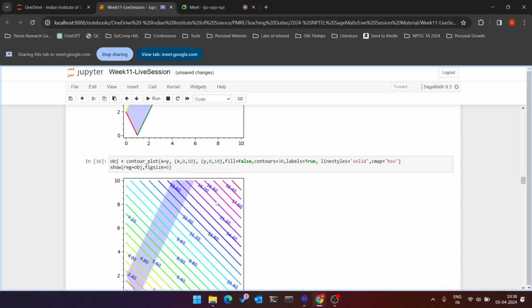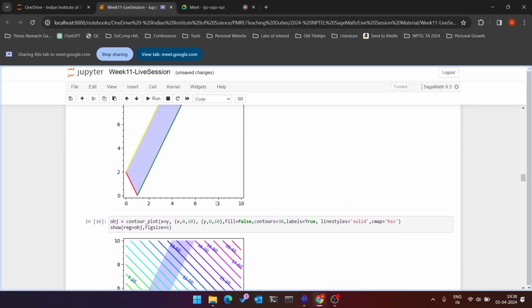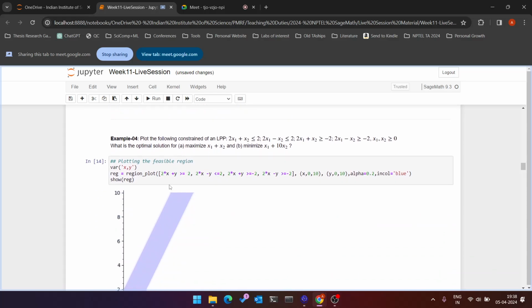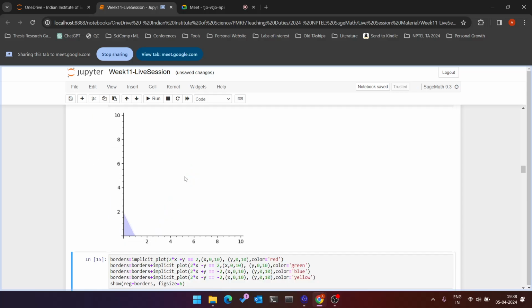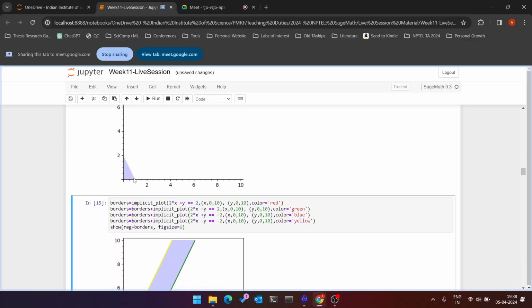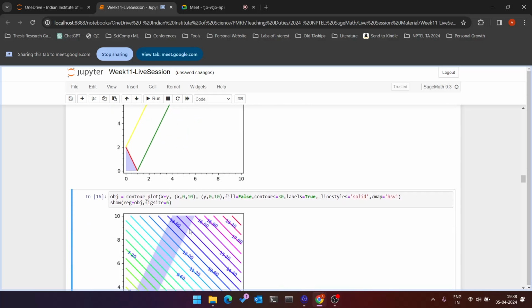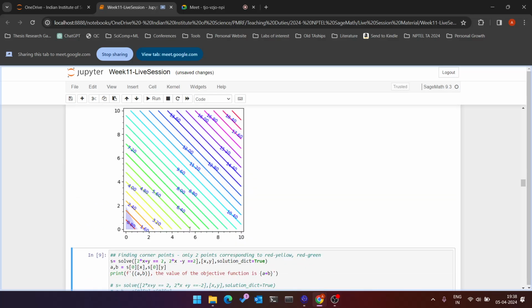Right, so in this case, the contour lines won't end at all. If I just revert back to my original size, 6, my original region, this is how it looks.